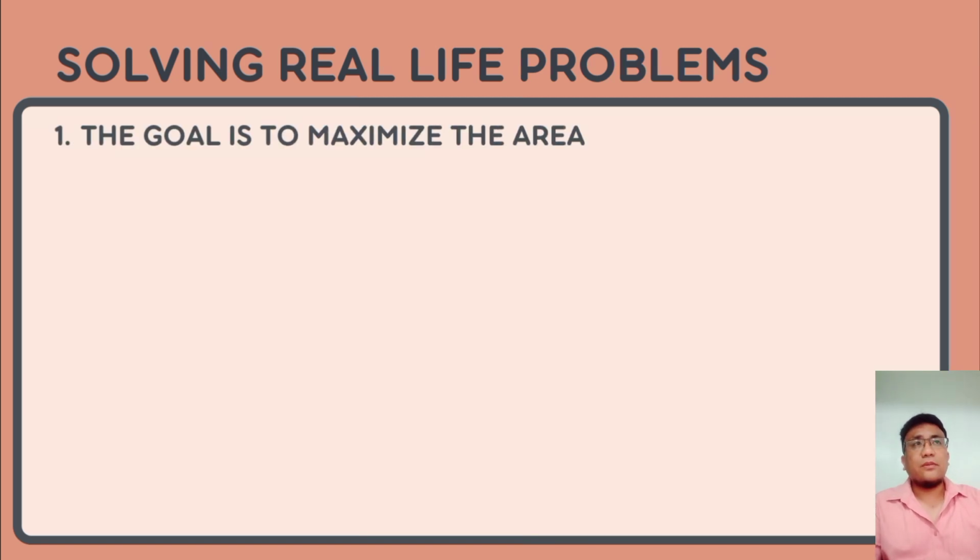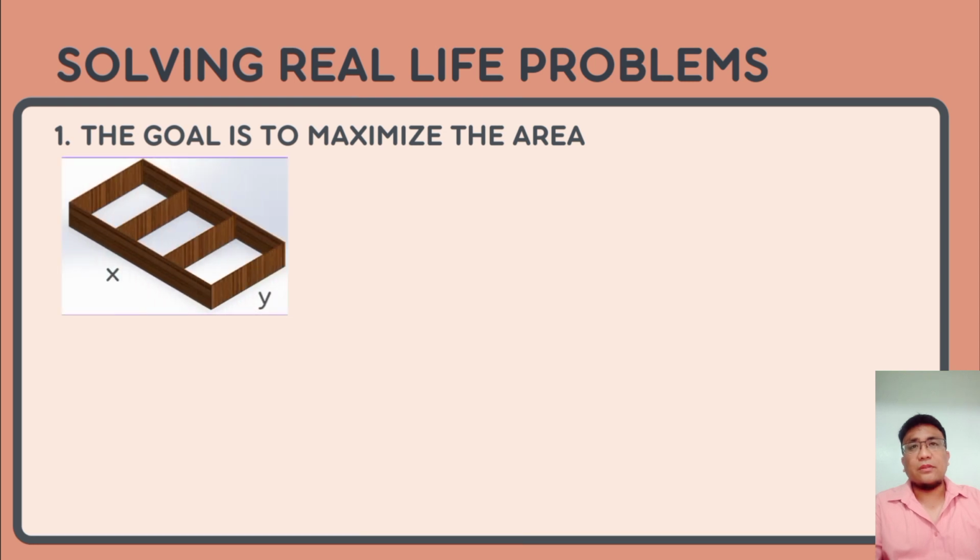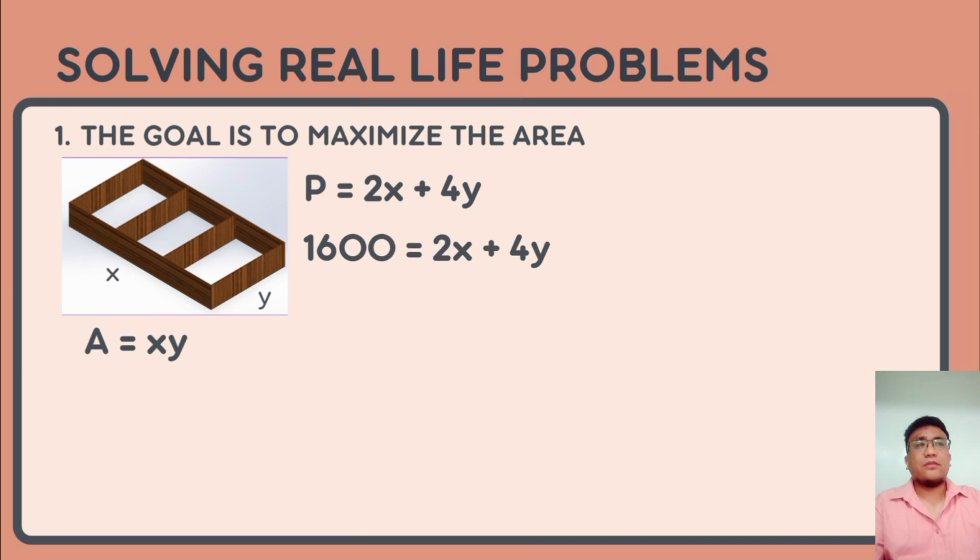The goal is to maximize the area. So what's the formula of area again? Area is equal to x times y. So how about the perimeter? Perimeter equals 2x because there are only 2 sides that have the same length as x, and 4y because there are 4 lengths that are equivalent to y. So substituting the perimeter, which is 1,600 feet, equals 2x plus 4y.